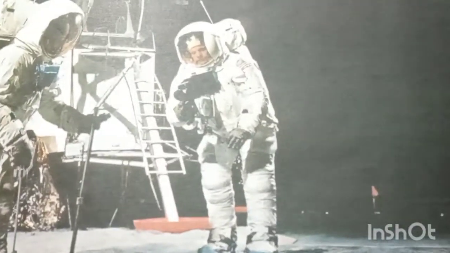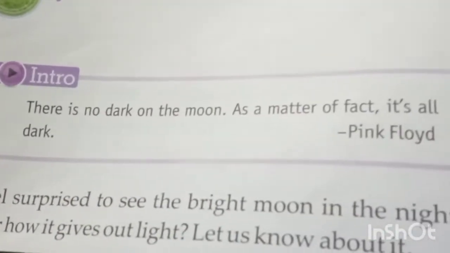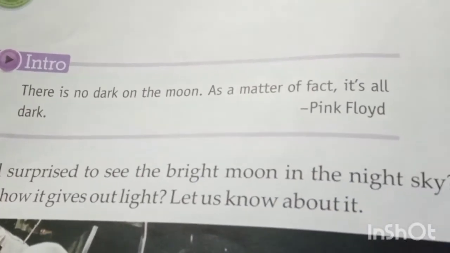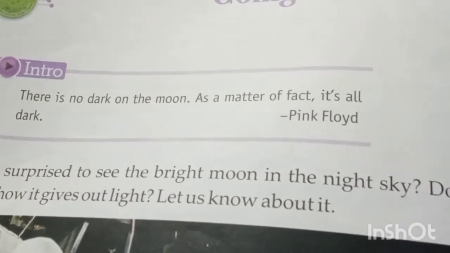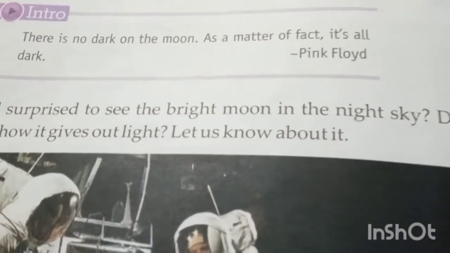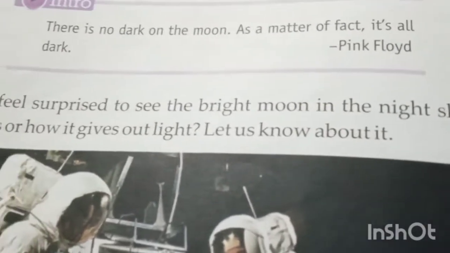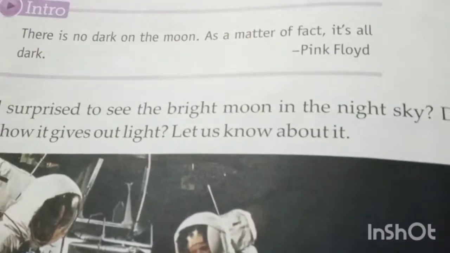Here is the picture. Look here. Here are astronauts, and this is the picture of the moon. Okay, beta, this is the picture of the moon. Everyone open your book. Introduction. Everyone put your finger in your book, beta. Intro. There is no dark on the moon. As a matter of fact, it is all dark. Do you ever feel surprised to see the bright moon in the night sky? Do you wonder what it is or how it gives out light? Let us know about it.